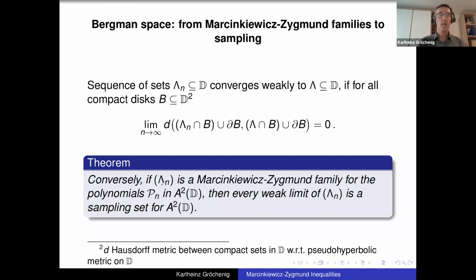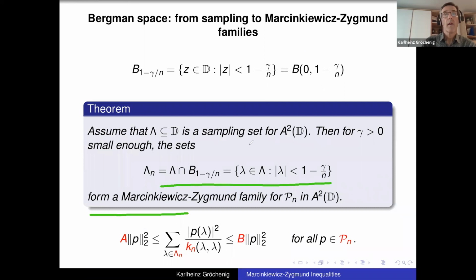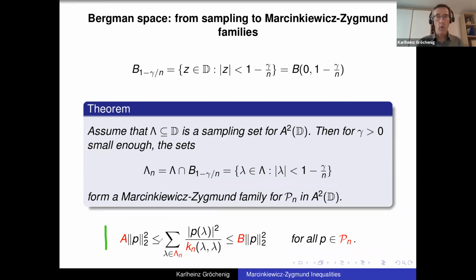So with these explanations, assume you have a Marcinkiewicz-Zygmund family for polynomials in Bergman space. Now take an arbitrary weak limit of this sequence of subsets, then you obtain a sampling set for Bergman space. Let me go back. Suppose you have the sampling inequalities for polynomials of degree n. Now you let n go to infinity, then you have lambda here. If n goes to infinity, you have the Bergman kernel, and you obtain a sampling inequality for all. So here you would have A2. So by taking a limit of this sequence of sampling inequalities, you get a single sampling inequality for the full Bergman space.